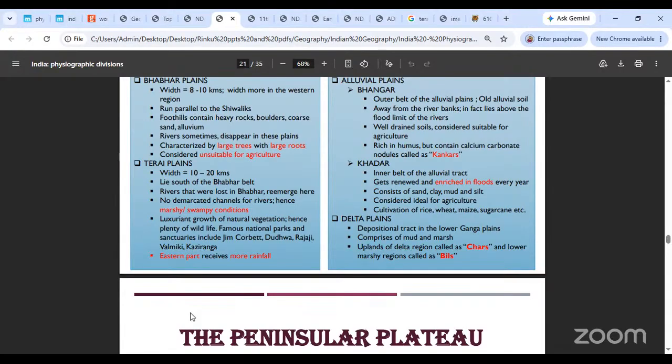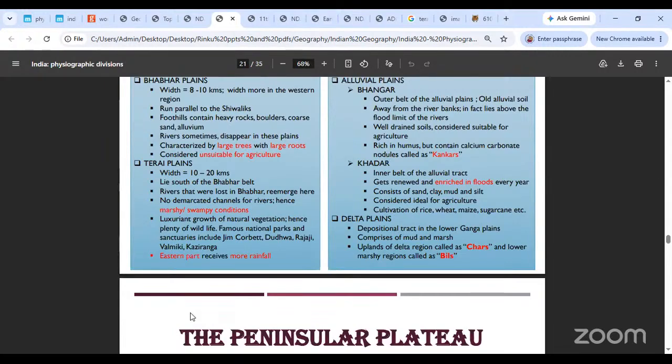Okay, here we are. So we are going to see the north to south divisions. Those are the Bhabar plains, the Terai plains, followed by the Bhangar plains and the Khadar plains. Khadar and Bhangar plains are alluvial plains, formed when the rivers' alluvium spreads out. Khadar being the newer alluvial plains and Bhangar being the older ones, whereas Bhabar and Terai are directly at the foothills of the mountains.